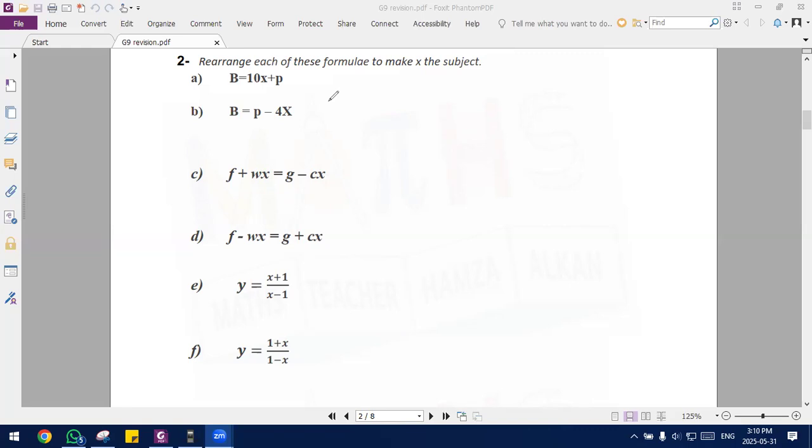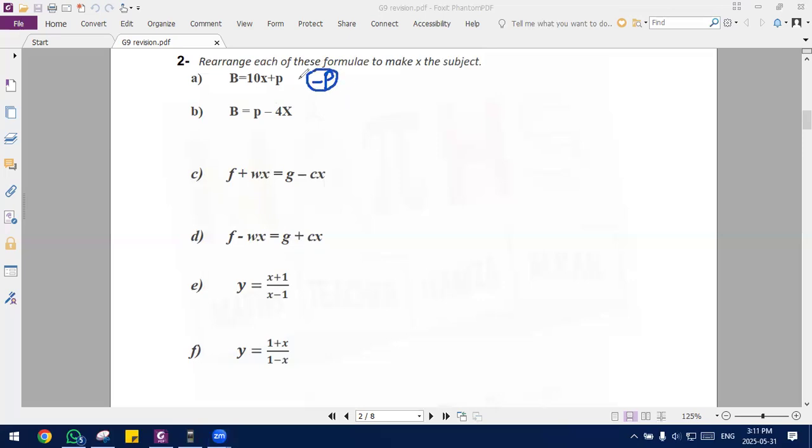So first, what do we have to do? b equals 10x plus p. Should we divide? No, divide is always the last step. What do we have next to x? Plus p. What's the opposite of plus p? Minus p. So the first step, I will do minus p.